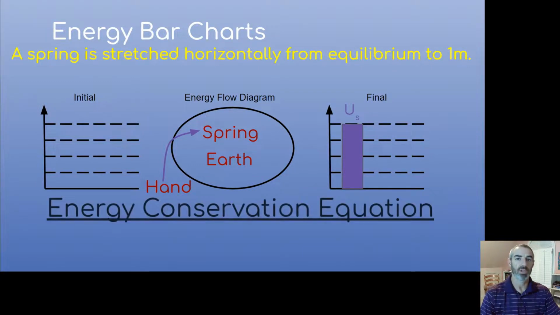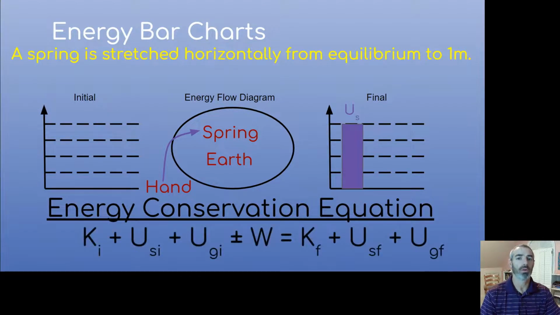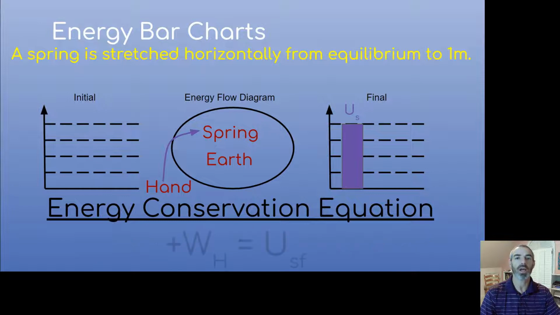So writing the conservation equation, we start with the long equation with all the mechanical energies and work. And we know there's no mechanical energy in the beginning, only stored spring energy in the final, which means that there's going to be work. Now the hand is transferring energy into the system, which means that's going to be a positive value of work, so plus work. And I like to put a subscript on work to show what object is applying that work. So the work done by the hand is equal to the stored energy in the spring in the final situation.